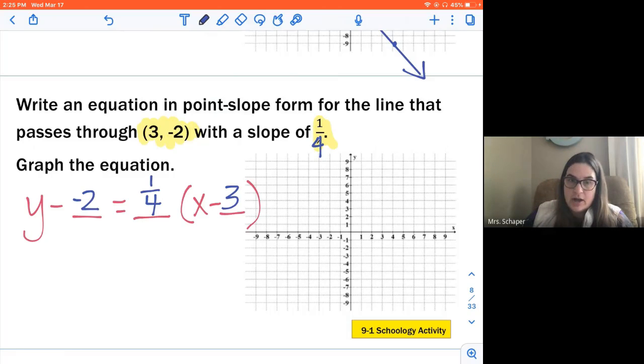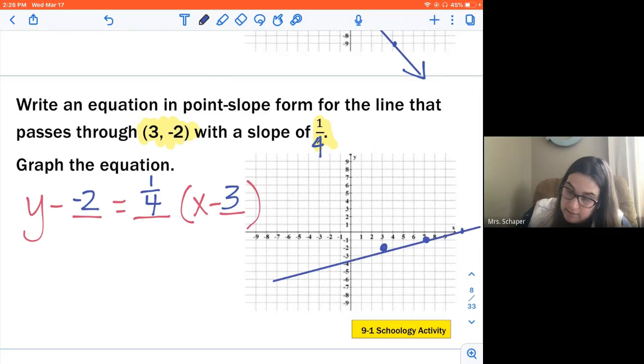So let's take a look. We're going to begin when we graph it at (3, -2). We go over 3, down 2, and from there, the slope is 1/4. We rise 1, we run 4. We rise 1, we run 4. And we slide like this.